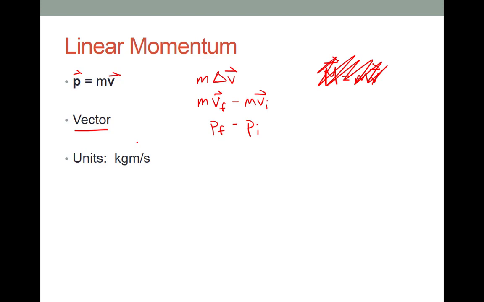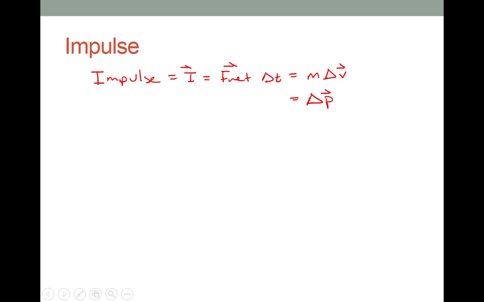Okay, so now if we return to our definition of impulse, let that be capital I with a vector. Remember, it had two definitions on the last slide, F net times delta t, which was m delta v. I can now rewrite it, instead of as m delta v, as a change in momentum, a delta p, as we saw on the last slide. Okay, so impulse is net force times time. It is also change in momentum.